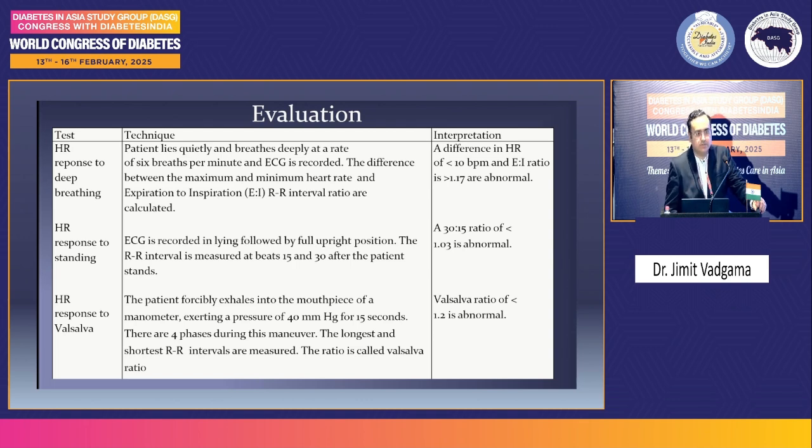Similarly, heart rate response to standing: when the patient is lying supine, and then the patient stands up, the RR interval is measured at beat 15 and beat 30, and you can see a ratio less than 1.03 is abnormal. So these again need machines.